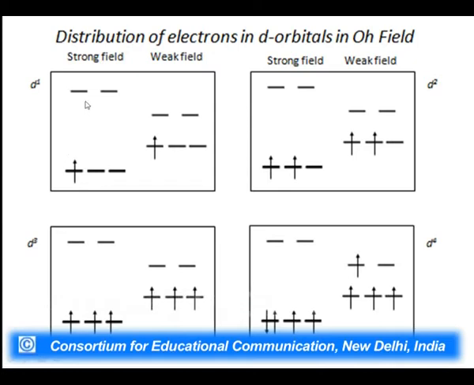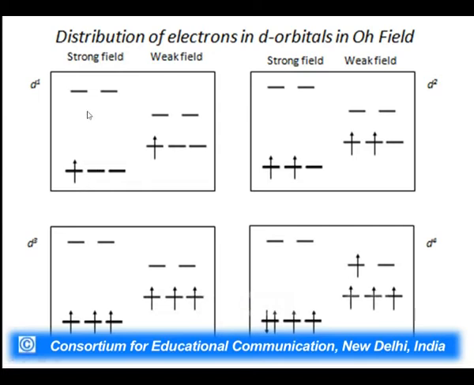When there is a strong field ligand present, the separation between the t2g set of orbitals and the eg set of orbitals would be larger in comparison to when there is a weak field ligand present, like chloride, bromide or iodide. Here the strong field ligand can be cyanide, carbonyl, phosphine, etc.